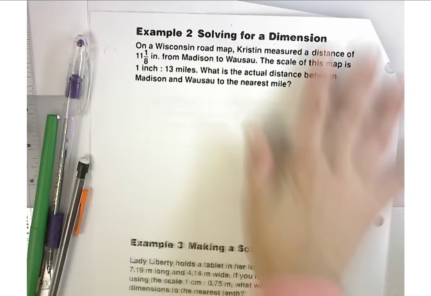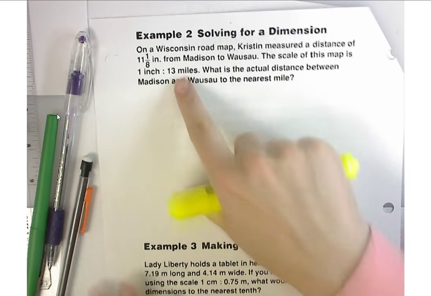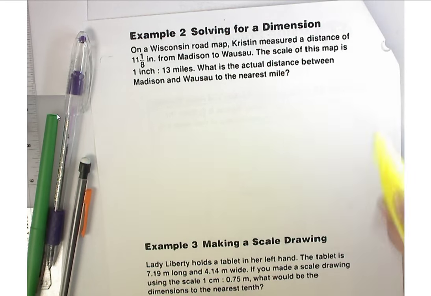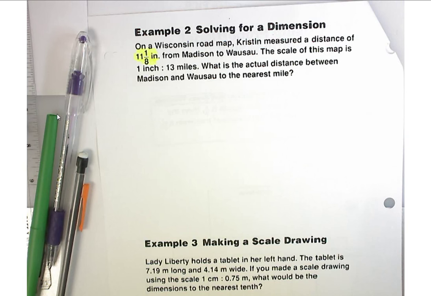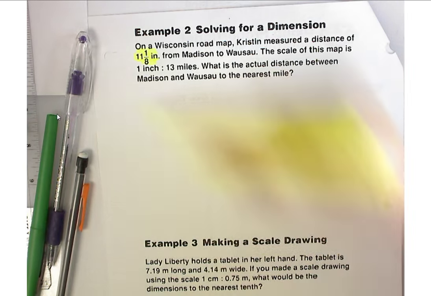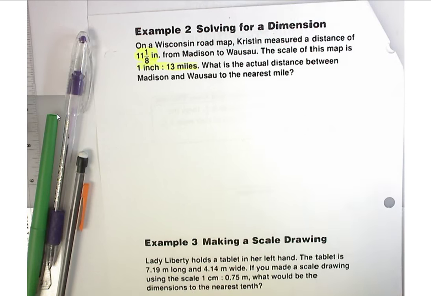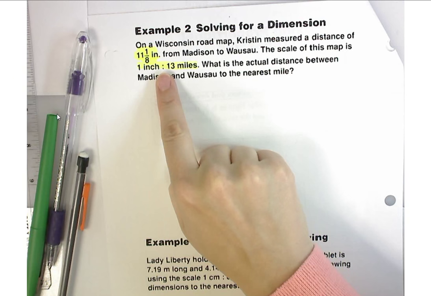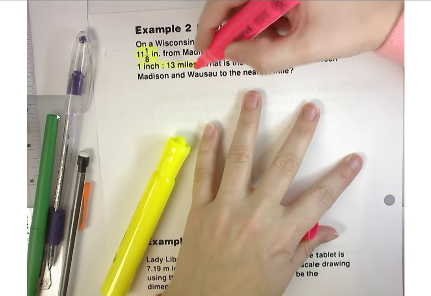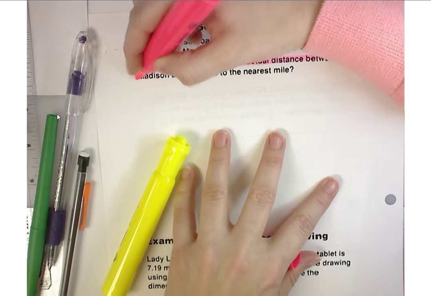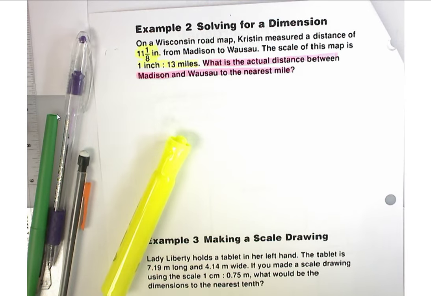Now example 2, solving for a dimension. We are going to have several story problems, so we're going to go over a couple of strategies and how to work our way through these. One thing I do is use a highlighter to highlight important parts. You have a Wisconsin road map. Kristen measured a distance of 11 1/8 inches from Madison to Wausau. The scale of this map is 1 inch corresponds to 13 miles. Remember that's another way you can write your ratio. What is the actual distance between Madison and Wausau to the nearest mile? So we are trying to find the actual distance.